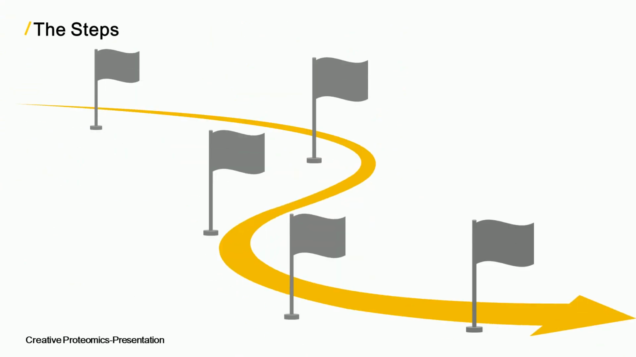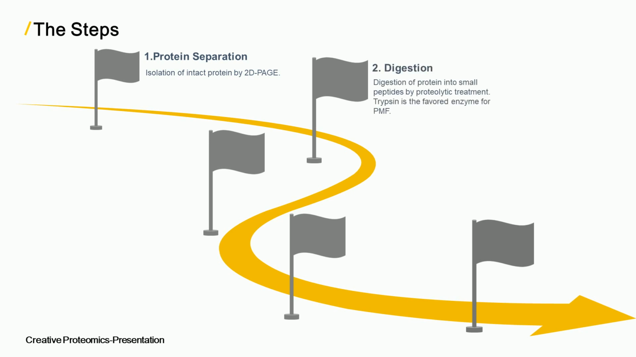There are several steps for peptide mass fingerprinting. The first step is protein separation. The protein of interest from a sample are separated by gel electrophoresis, usually with two-dimension page. The second step is digestion. The protein of interest is digested by proteolytic enzyme.